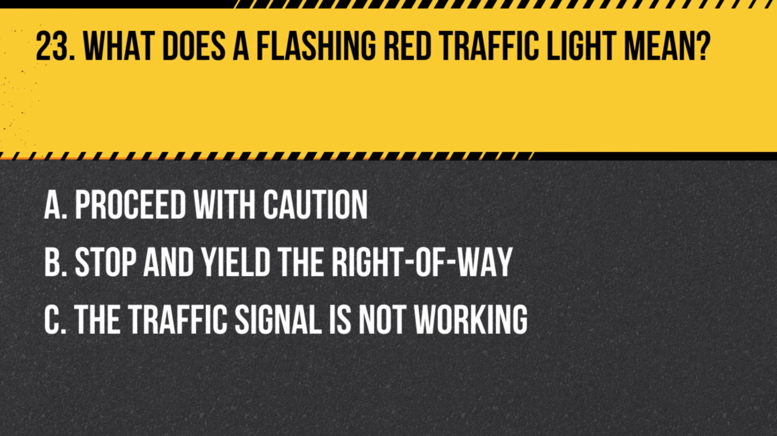Question 23. What does a flashing red traffic light mean? A. Proceed with caution. B. Stop and yield the right of way. C. The traffic signal is not working. Answer: B. Stop and yield the right of way. A flashing red traffic light means you must come to a complete stop and then proceed when it is safe and you have yielded the right of way to other vehicles and pedestrians.